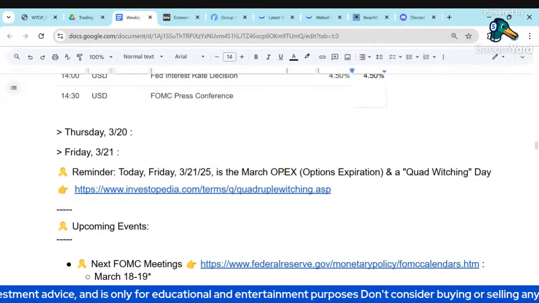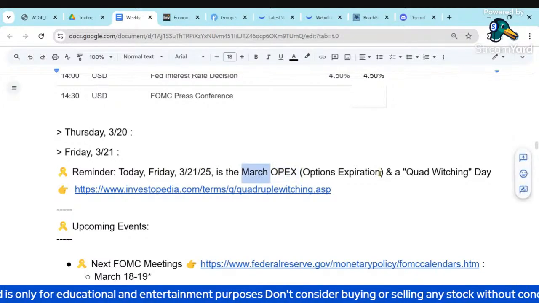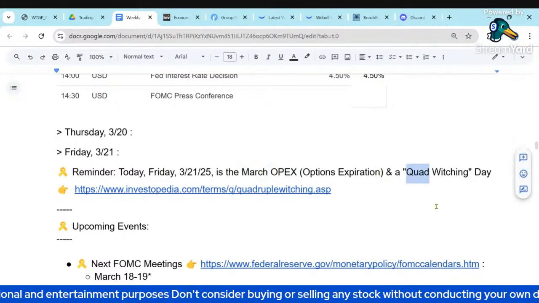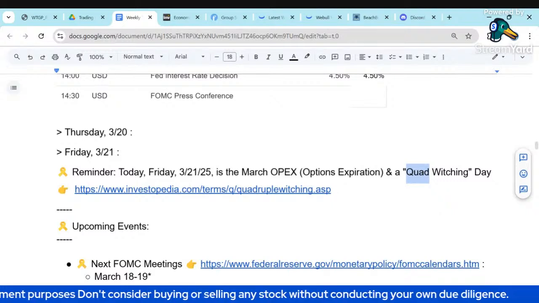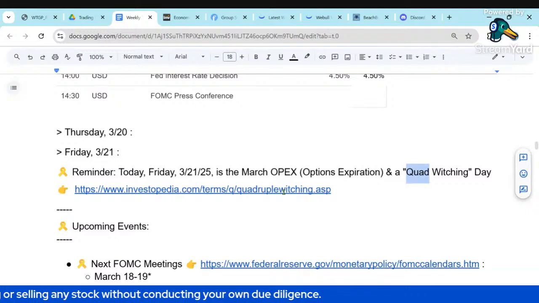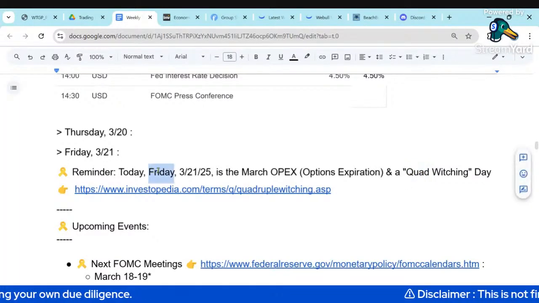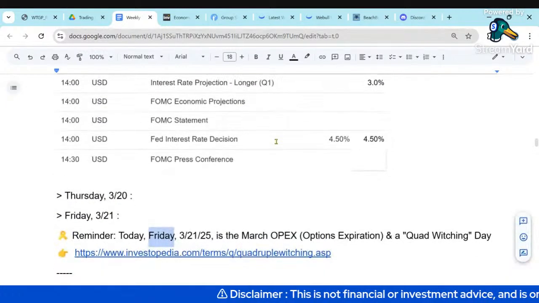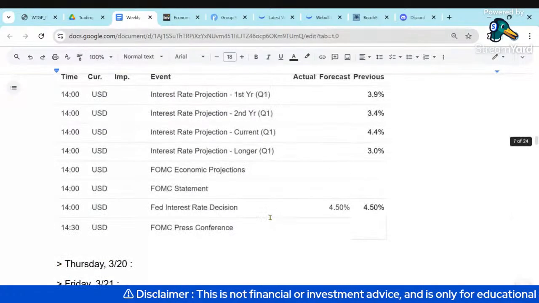Also, Friday is OPEX for March. It's options expiration. It's also a quad witching day. So if you are unfamiliar with what that means, all the options, weekly, monthly options, and futures all expire on the same day. So expect significant volatility both around the Fed interest rate decision and then on OPEX.